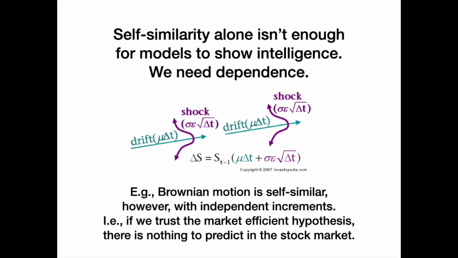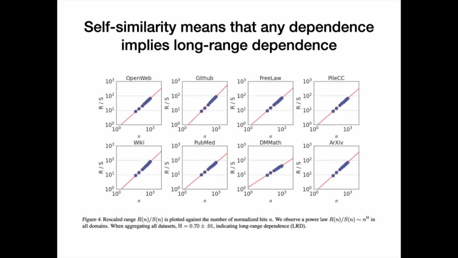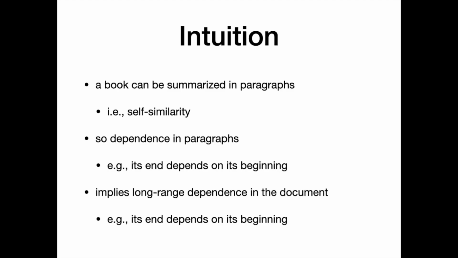We need dependence. For example, Brownian motion is self-similar, however, with independent increments. That is, if we trust the market-efficient hypothesis, there is nothing to predict in the stock market. Self-similarity means that any dependence implies long-range dependence, intuition.